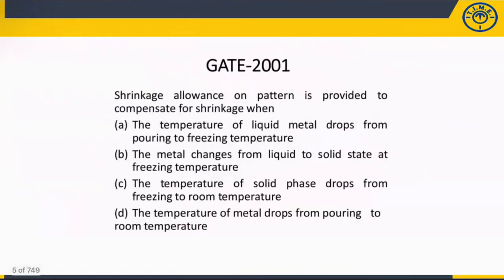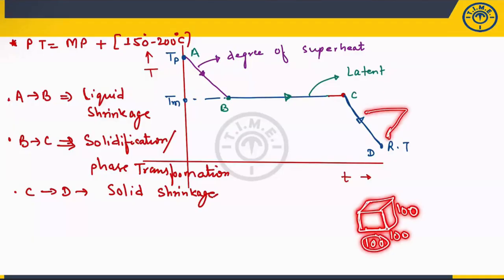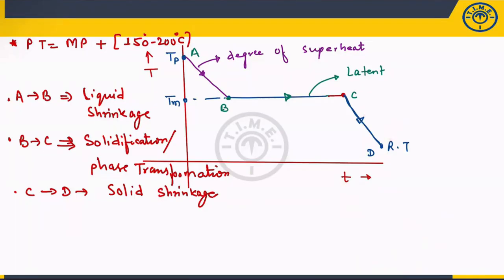So what are those allowances? The first one is the shrinkage allowance. Suppose you want to make a casting of size 100, 100 and 100, and you know that after solidification, during the CD region, this dimension will decrease. Let us suppose it becomes 99, 99, 99. So what you will do is take the pattern a little bit larger than the casting. If you want to make 100, you will take 101 as the side of the cube, so that after solidification you will get a cube of 100. So that is called shrinkage allowance.